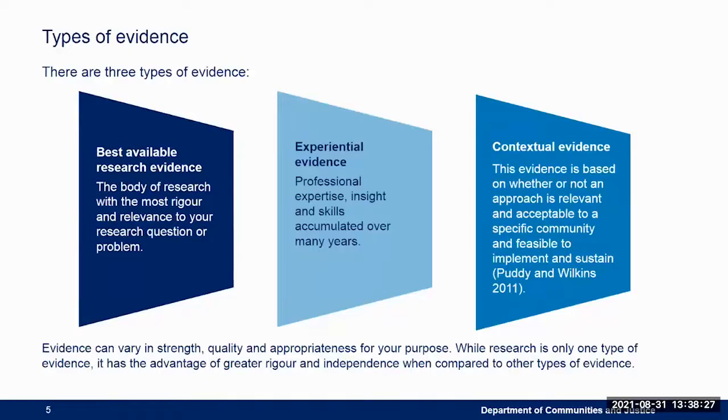It's broadly accepted that there are three types of evidence. The first is best available research evidence, which enables researchers, practitioners, and policymakers to determine whether or not a program, practice, or policy is actually achieving the outcomes it aims to achieve and in the way it intends. Best available research evidence comes from a range of sources. It can be academic journal articles, published literature, statistics and data, and reports from government and non-government organisations. It can be qualitative or quantitative.